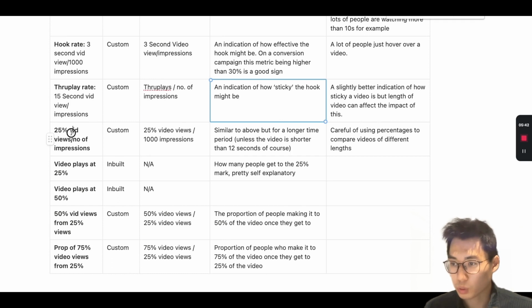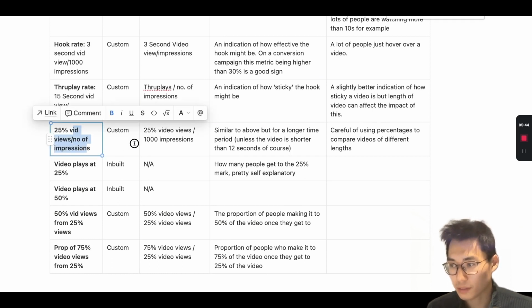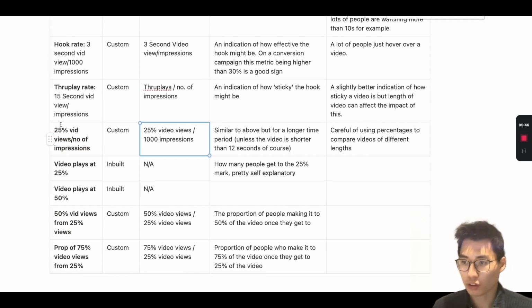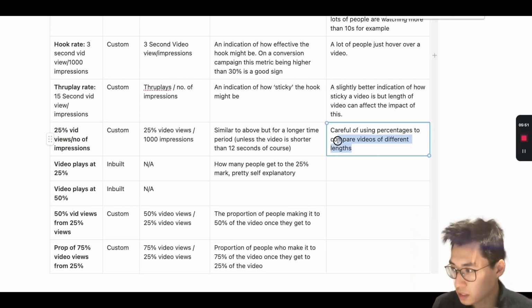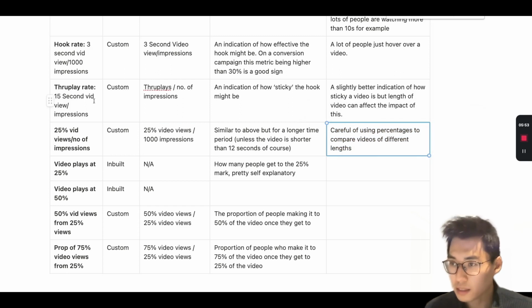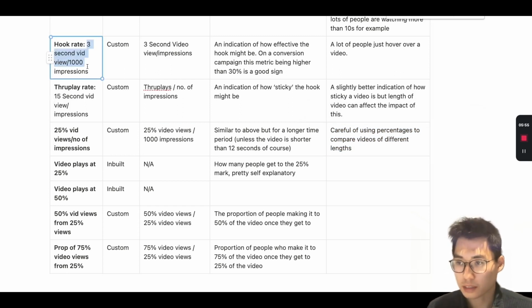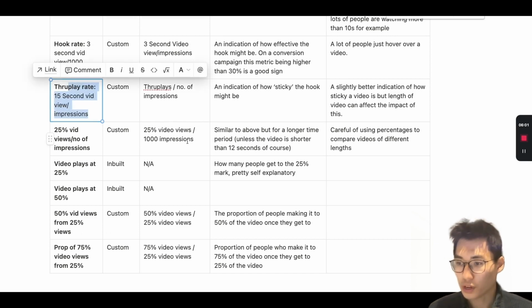Now, the 25% video views divided by number of impressions is quite similar, and you can do this all the way from 25%, 50%, 75%, 100%. I don't always do this because when you're using percentages, it's quite difficult to compare videos of different lengths. If you use the strict 3-second and 15-second video view rate, then you can get a good comparison no matter how long the video is.